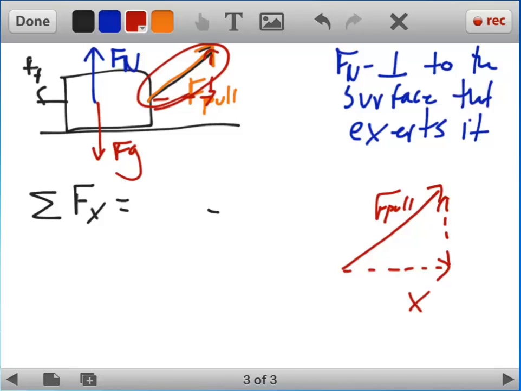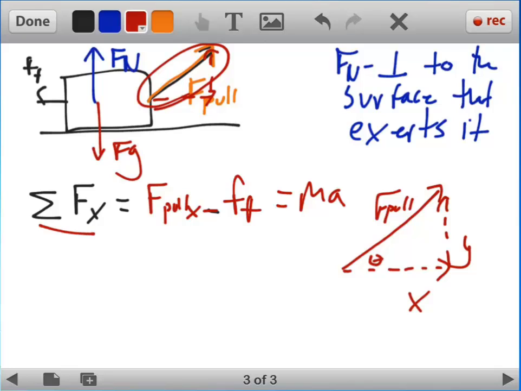Okay, this is the X component, this is the Y component, this is the angle theta. Well, that means in the X direction I can say the net force is F pull in the X direction minus the frictional force, and that's mass times acceleration, right? Net force means the sum of all the forces, and Newton's second law says that's equal to mass times acceleration.